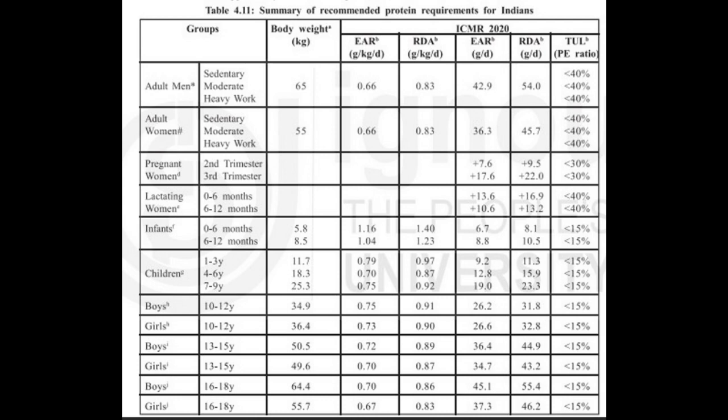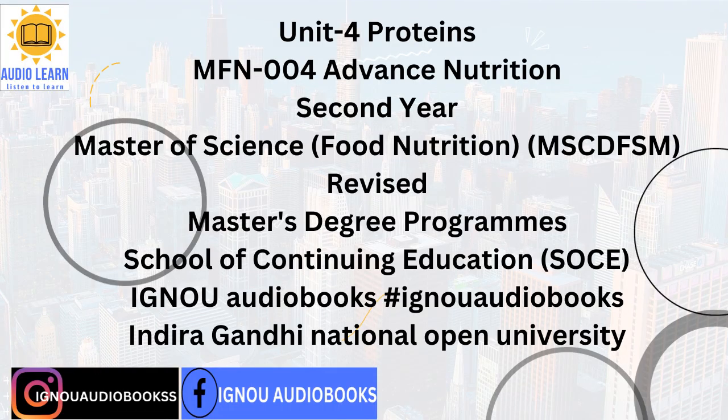The cereal-legume-milk composition of a diet for a moderately active man should be 3:1:0.5 to meet daily protein requirement. After having a thorough knowledge of the factorial method of estimating N requirements, surely you would now be in a position to calculate protein requirements. The nutritional requirements of protein for Indians in different age groups and physiological stages as suggested by the ICMR is given in Table 4.11, Summary of Recommended Protein Requirements for Indians.